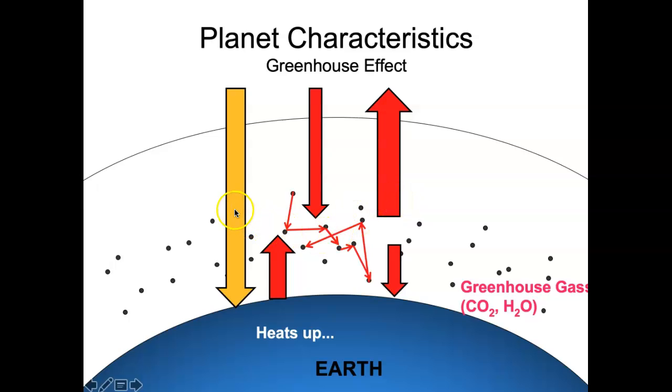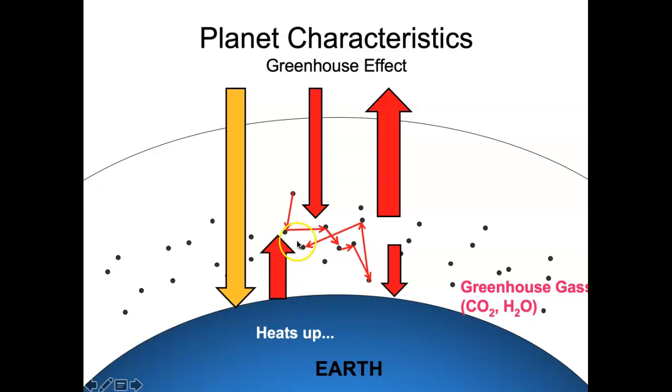Eventually that'll happen. Eventually the energy in has to equal the energy out, but it does it at a higher temperature. This part of the diagram right here, this is the greenhouse effect, right? The Earth is trying to cool off. The Earth is giving off light to cool itself off.